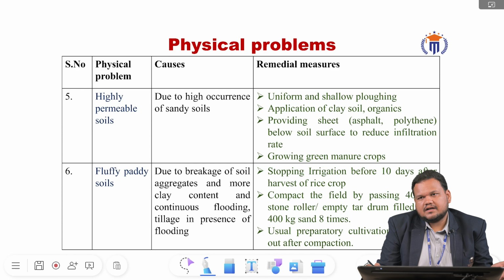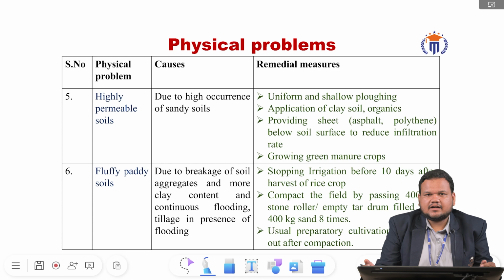So last time we learned about the slow permeable soils, where we have a greater amount of clay content. In the case of highly permeable soils, we have a greater amount of sandy content, which means more coarse particles are present. That is why water can easily enter the soil, due to the presence of more macro porosity.